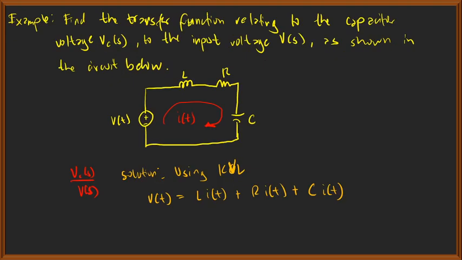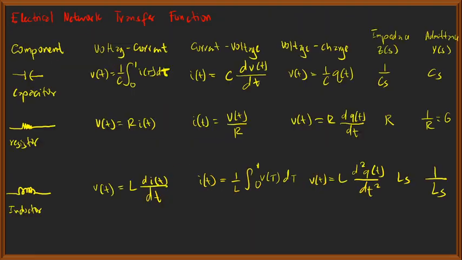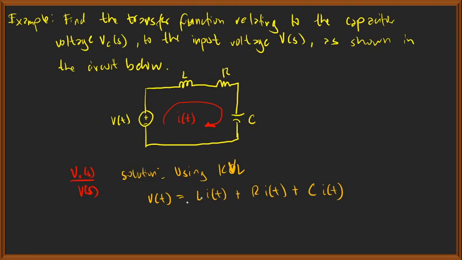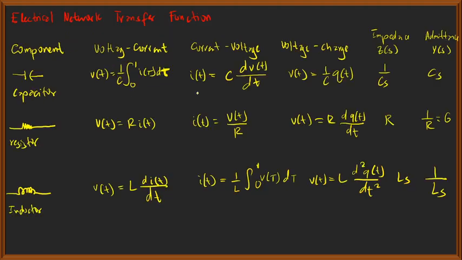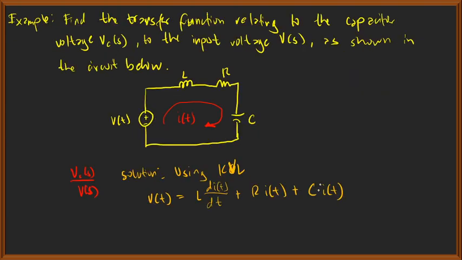So for this one, we need to change that one from the table that we have made earlier. So this will be the di of t over dt. For the resistor, the voltage is v_R of t. So that is correct. For the capacitor, let's check C, i of t.